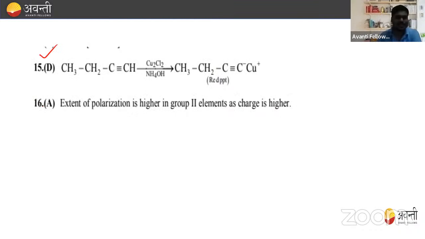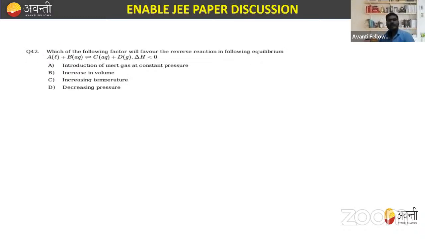Yeah. That is, extent of polarization is higher in the group 2 elements as the charge is higher, or we say as the size is smaller as compared to group 1. Because as the charge increases, size automatically decreases. Right? Next question. That is question number 42.